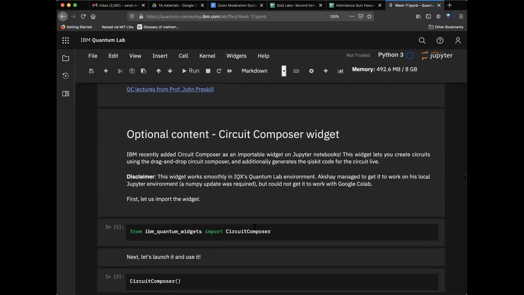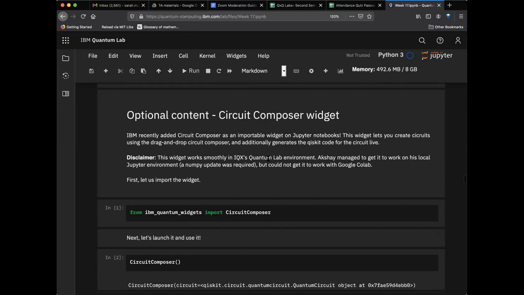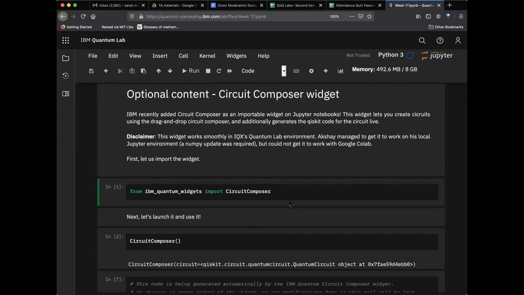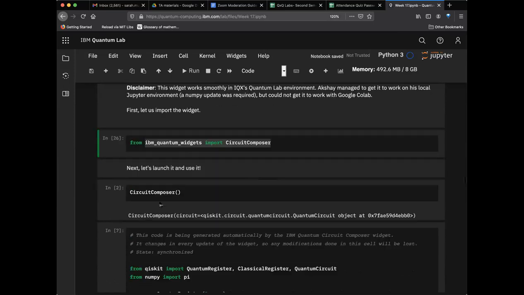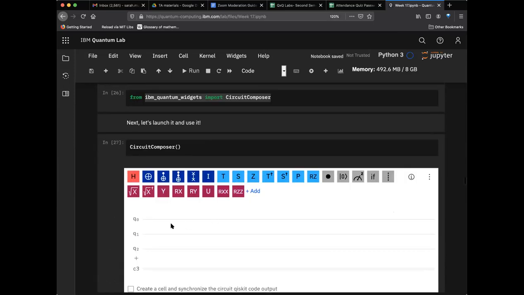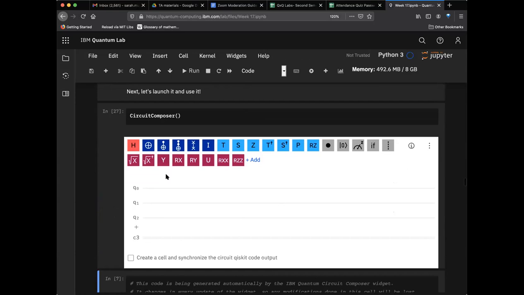So with this update, or before this update, they added a Circuit Composer importable widget on Jupyter notebooks, which allows you to create circuits using drag and drop, and then generate your Qiskit code so that you can modify these circuits or do more complex operations you can't just drag and drop for. So we're going to import this circuit composer from their quantum widgets, and we're going to launch it. It creates the exact same image as what you saw on the circuit composer we used previously. So you can just drag and drop a Hadamard gate or a NOT gate, or identity gate, or whatever we want on all of these.